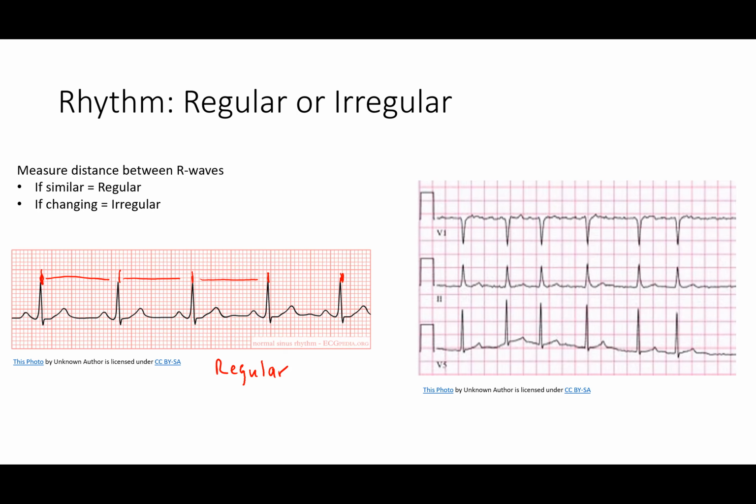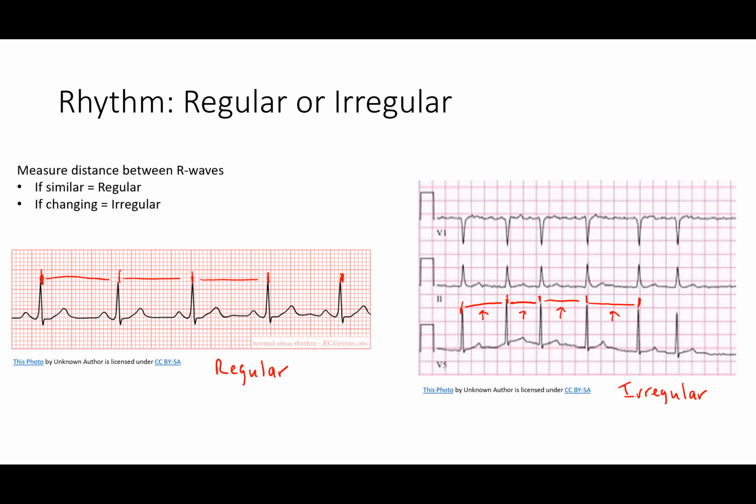On the right-hand side, we could do the same thing. We could pick these R waves here. We say, okay, we've got that distance, but look what happens at the next one. It's a much shorter distance. And then we come to the next one, and it lengthens out again. We get to the next R to R distance, and it's the longest one yet. So you can see that this distance and this distance and this distance, none of them are the same. It's constantly changing from R wave to R wave. So we would say that this is an irregular rhythm.